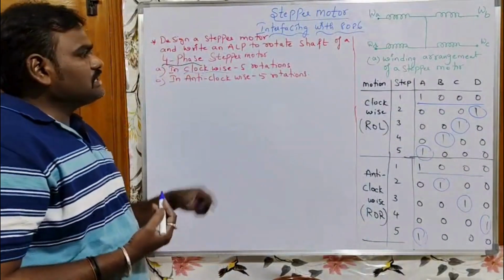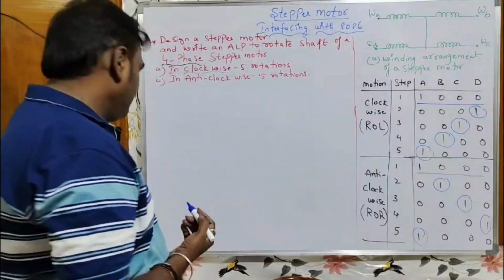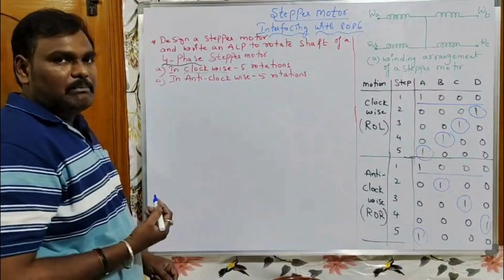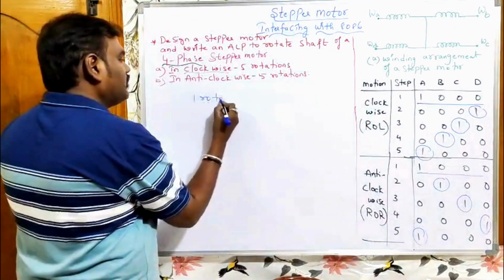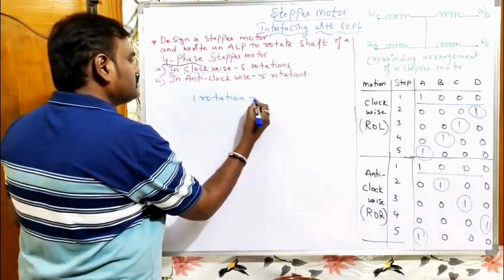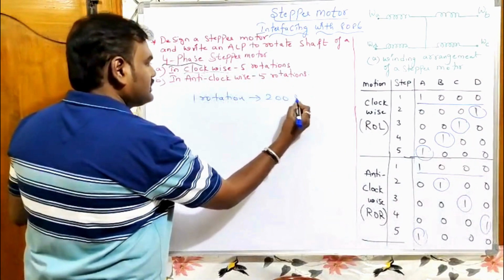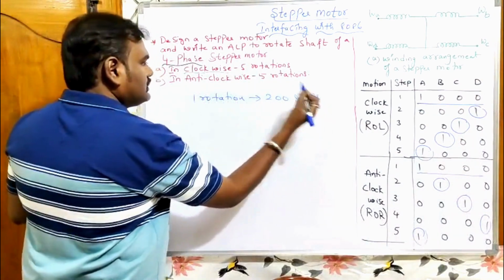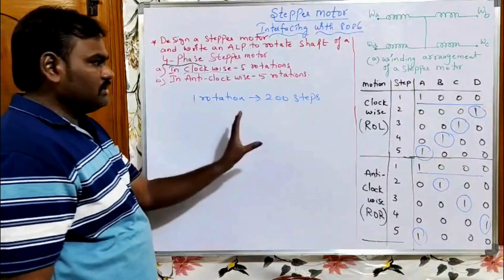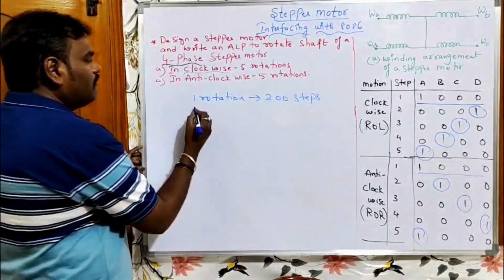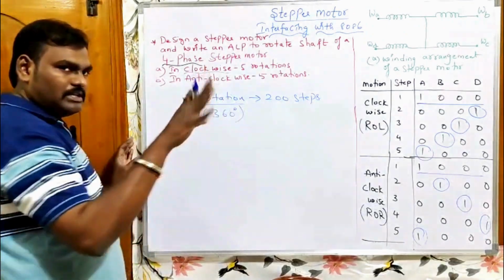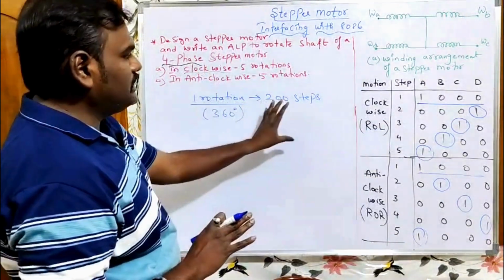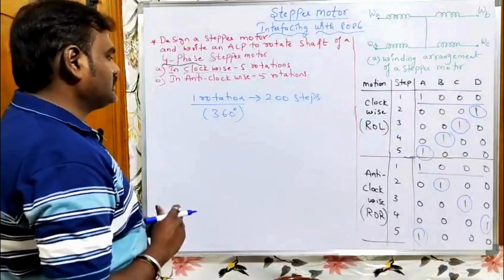Now we will discuss one important point, that is how to calculate the step angle. In order to complete one rotation, the stepper motor will take 200 steps. One rotation means the entire 360 degrees. For one complete 360 degree rotation, it takes 200 steps.